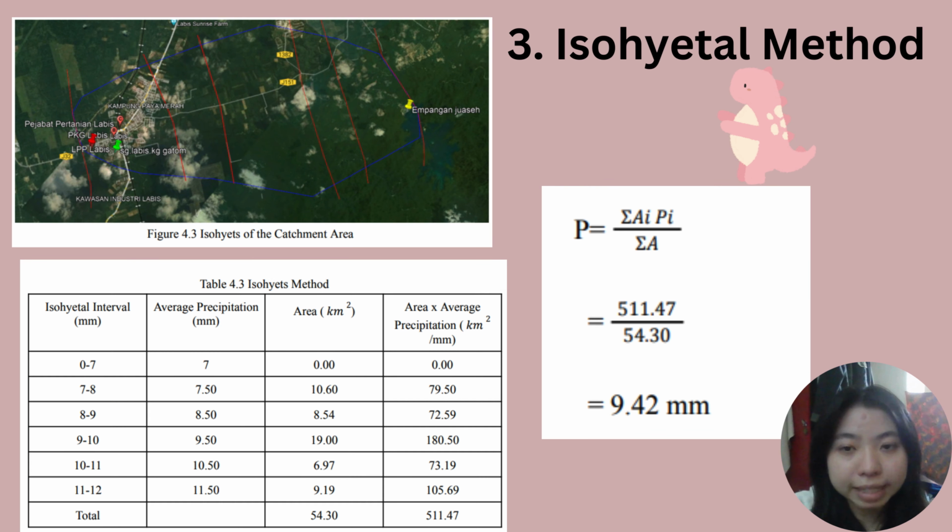For the isohyetal method, first we find the average precipitation and the area. Then the area is multiplied with the average precipitation. We found that 511.47 is the total. Then it is divided by the total area, which is 54.3. The precipitation is equal to 9.42 mm.